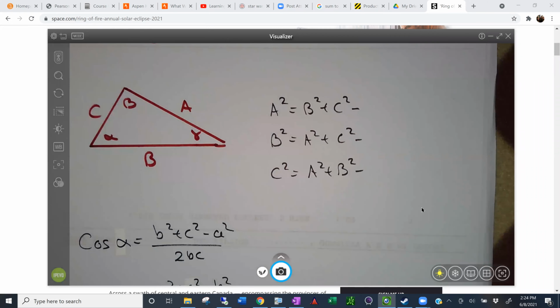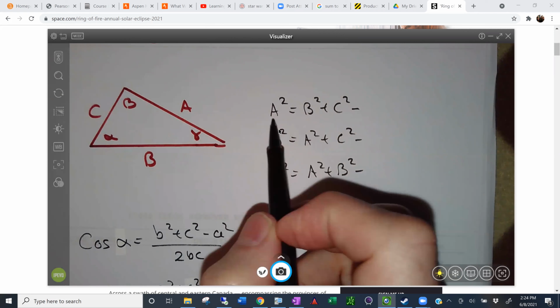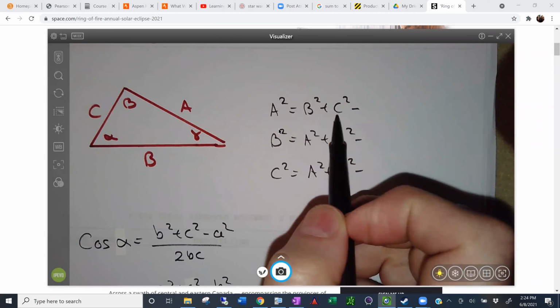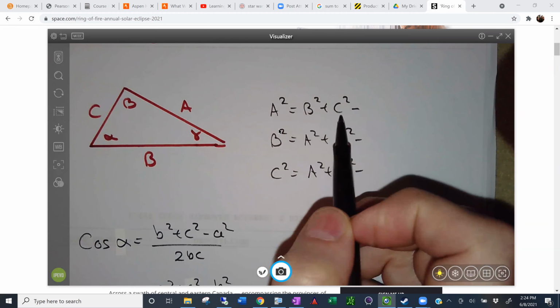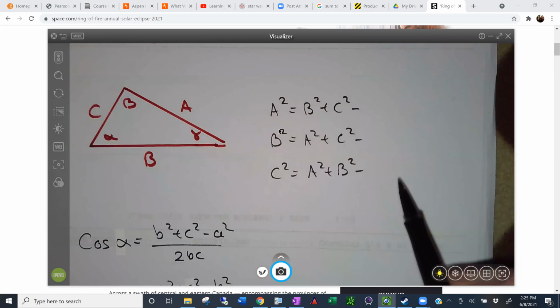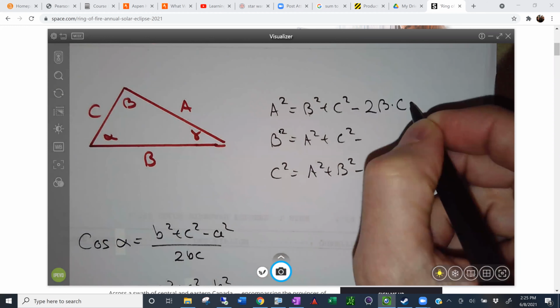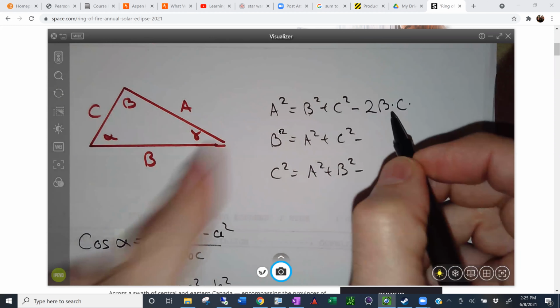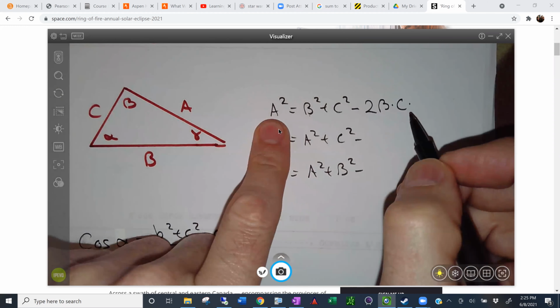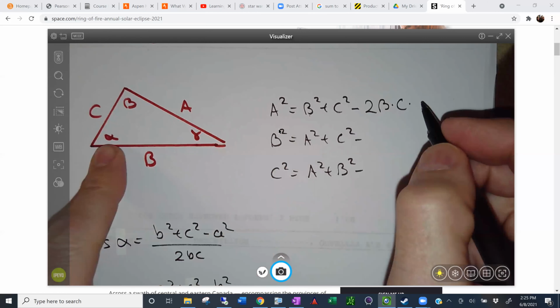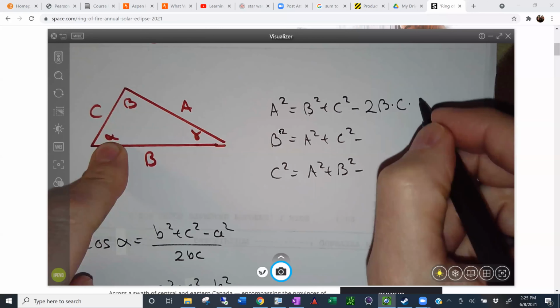The law of cosines actually looks a lot like the Pythagorean theorem, except it's got a little fudge factor. If we start out with a squared equals b squared plus c squared, and this will hold for any triangle, you're going to subtract 2 times b times c times the cosine of the angle opposite that side. So cosine, I'm using alpha here, cosine of alpha.